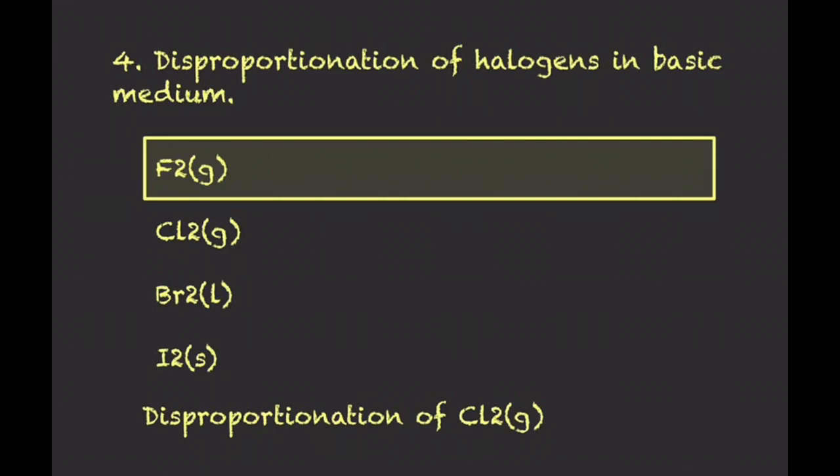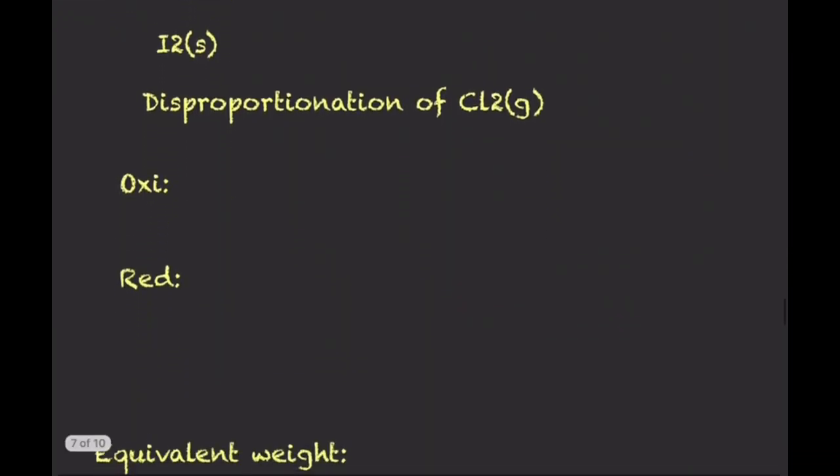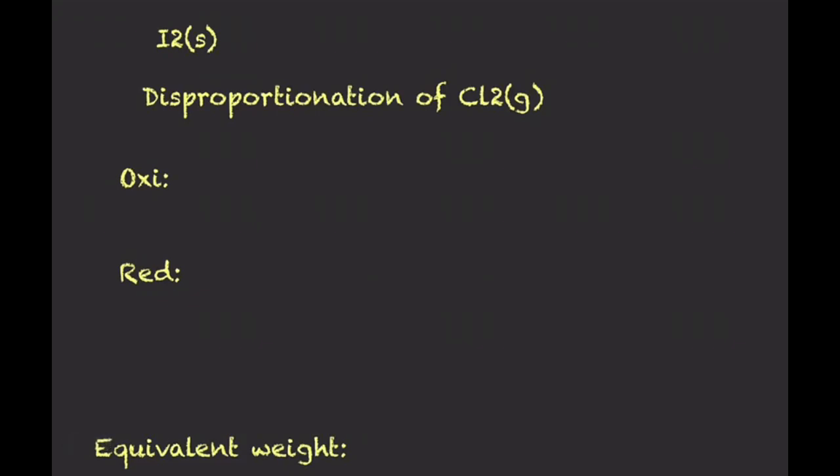So let us discuss the fourth reaction, disproportionation of halogens in basic medium. Except fluorine, because fluorine is a very good oxidizing agent, when fluorine is added to water it will oxidize water, right? So when chlorine, bromine, iodine is added to basic medium, they will disproportionate to form halide ion and hypohalide ion. Like chlorine undergoes disproportionation to form chloride ion and hypochlorite ion. So let us balance the disproportionation of chlorine. Here we can write that chlorine on disproportionation in basic medium is converted into chloride ion and hypochlorite ion.